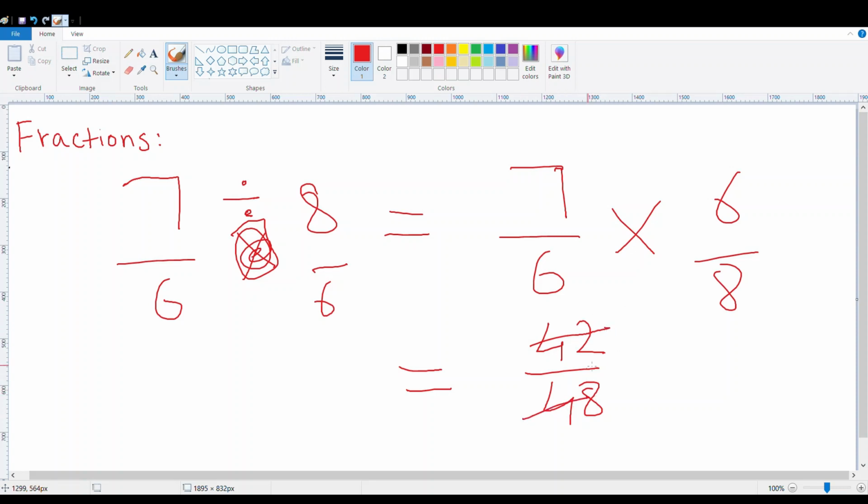Since 6 is the common factor, we can cancel it, and we have 7 over 8, and this is the simplest form of the fraction. So remember that even while you are adding or subtracting, or multiplying or dividing, you need to always get the fraction into its simplest form. So that's how you multiply and divide fractions.